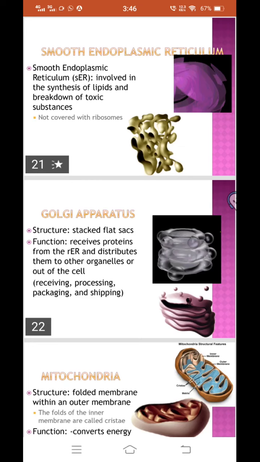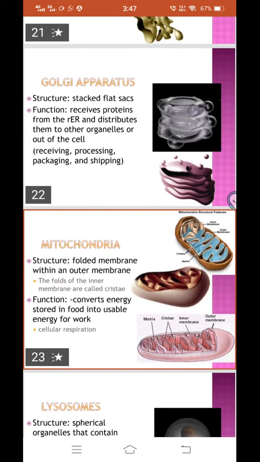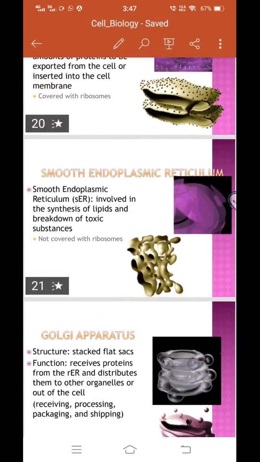So ये जो हमारे smooth endoplasmic reticulums होते हैं, they are found in the adipose cells. They are found in the interstitial cells. They are present in the glycogen storing cells of the liver. Okay, so these glycogen storing cells of the liver, spermatocytes, leukocytes, all these cells contain the smooth endoplasmic reticulum. Is that clear to you all?